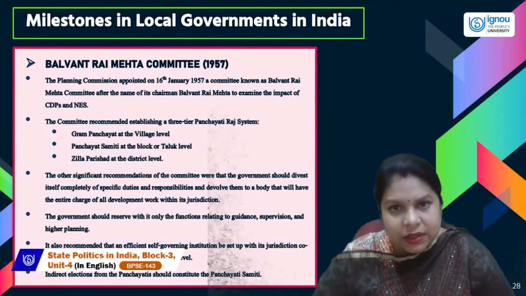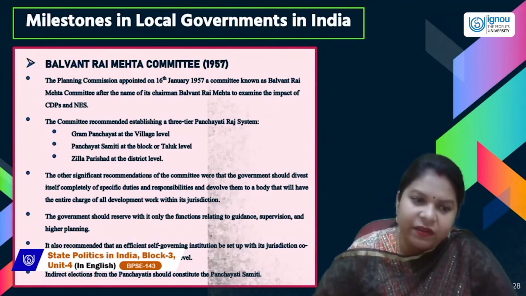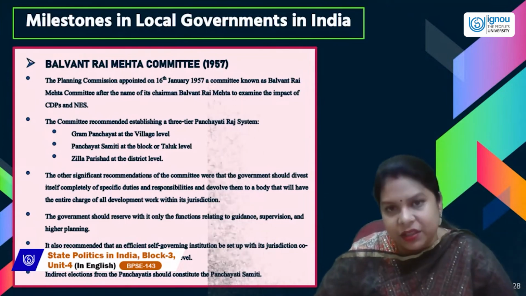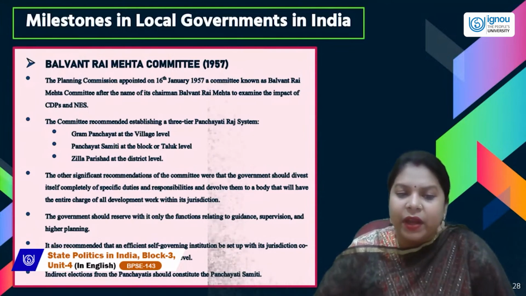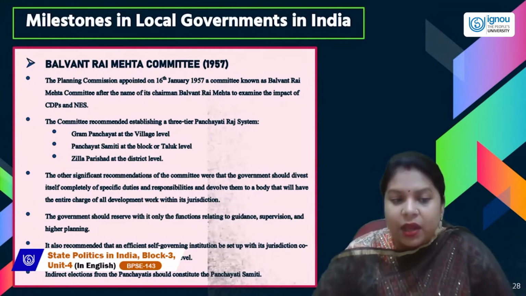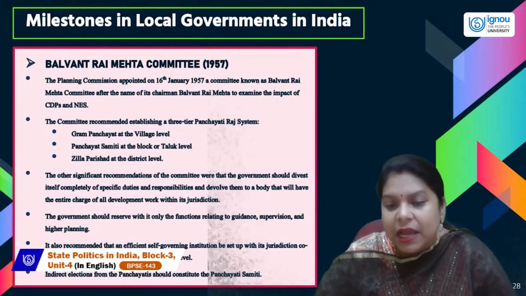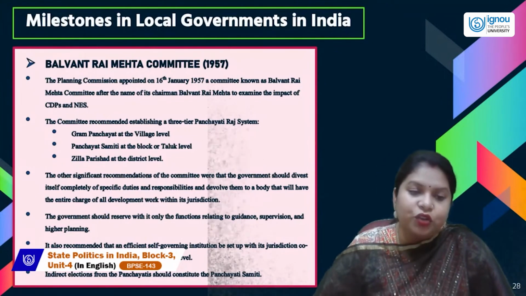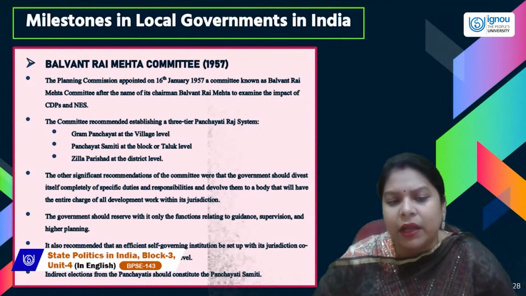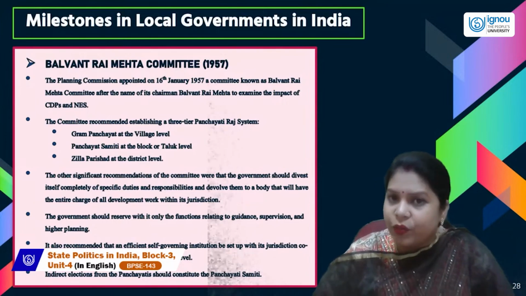So, what were the three tiers recommended by this committee? It was the Gram Panchayat at the village level, Panchayat Samiti at the block or taluk level, and Zilla Parishad at the district level. The other significant recommendation of this committee was that the government should divest itself completely of specific duties and responsibilities and devolve them to a body that will have the entire charge of all development work within its jurisdiction. This is a very significant recommendation by the Balwant Rai Mehta Committee, which we all should remember because it's very important.